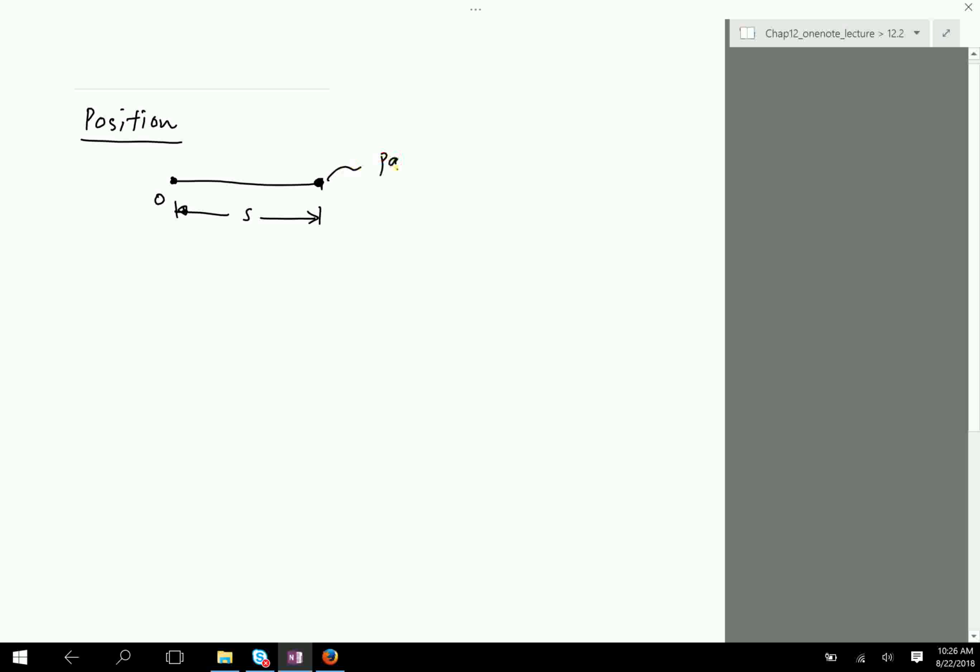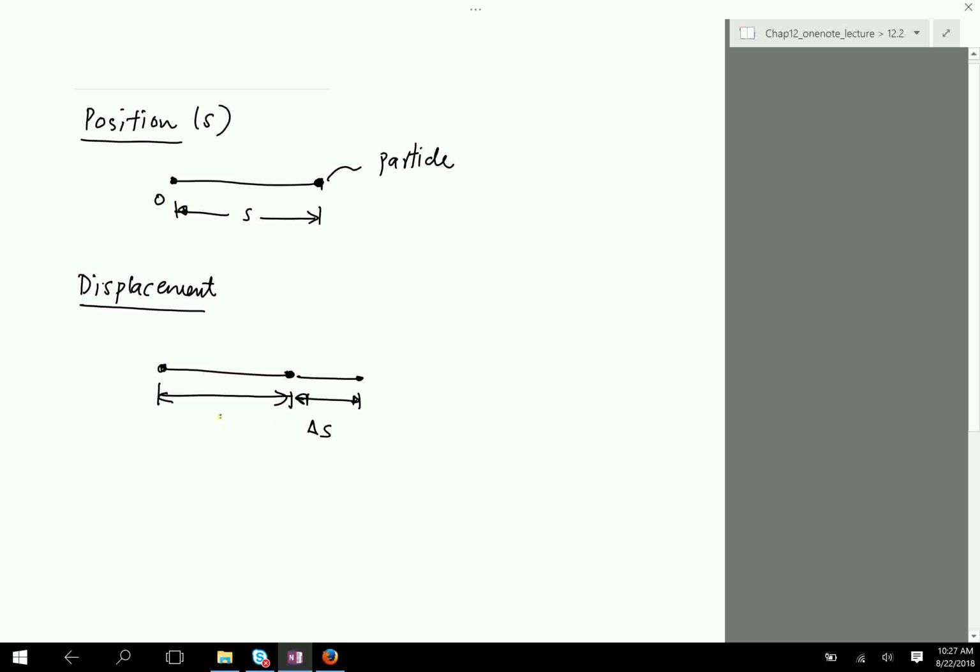This is the particle. Okay, displacement. Okay, the displacement is basically the change in position, so delta S.